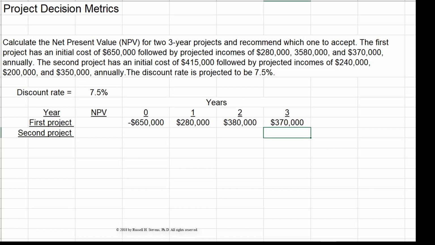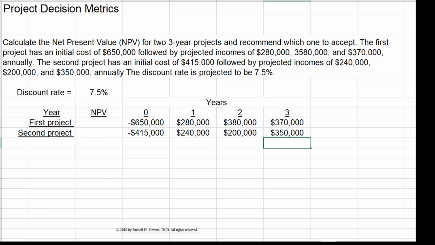Dropping down one line and over to the workbook cell under the minus $650,000, a minus $415,000 is entered. In the workbook cell to the right of that, $240,000 is entered. $200,000 is entered into the workbook cell to the right of that. And finally, $350,000 is entered into the workbook cell on the right end of that line.